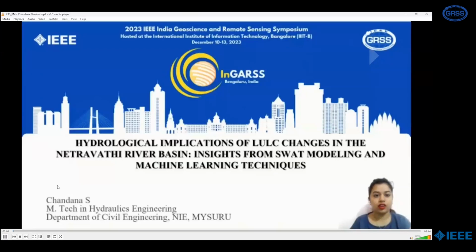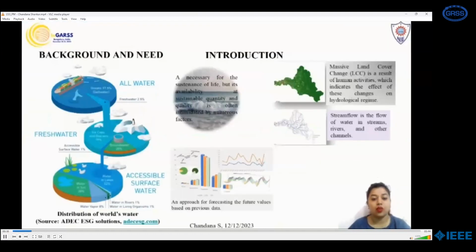Hello all, I'm Chandana, an MTech student from the National Institute of Engineering, Mysuru, here to present my work on hydrological implications of land use land cover changes in the Netravati River Basin, insights from SWAT modeling and machine learning techniques. Water is a universal renewable resource that exists in different forms. As rain, it falls to the ground and flows. That has been depleting quantitatively and qualitatively.